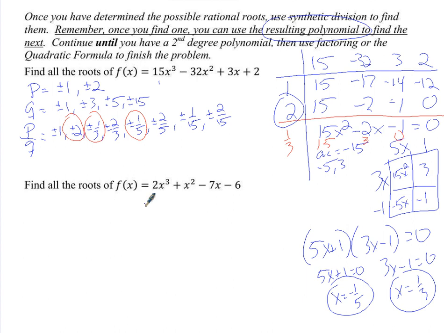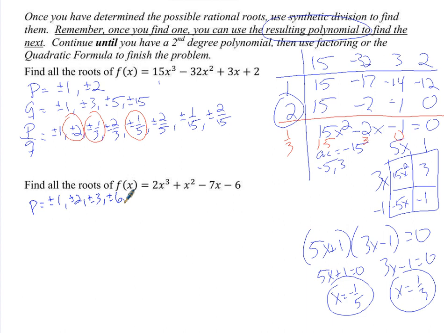Second problem then. Find all the roots of f of x equals that polynomial. It's a third degree polynomial, so I know that I only have to find 1 before I switch to using factoring or the quadratic formula. So on this one, I'm going to write p equals plus or minus 1. I'm looking at the factors of this negative 6 sitting right here. So plus or minus 1, plus or minus 2, plus or minus 3, plus or minus 6.